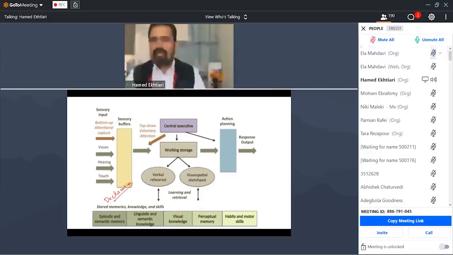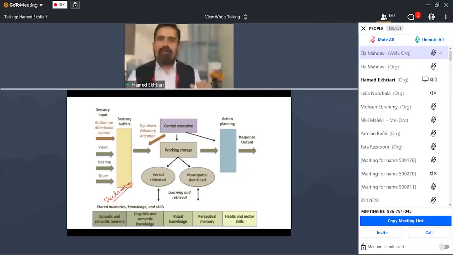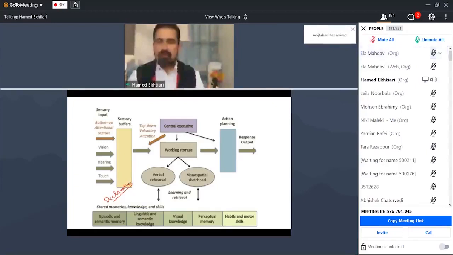By declarative, I mean we can talk about them. When we talk about episodic memory, we are talking about a personal experience that we had before. So we are talking about a specific event, and we can talk about that specific event. Or when we talk about a semantic memory, we are talking about facts, about science, about what we have learned in our science classes.